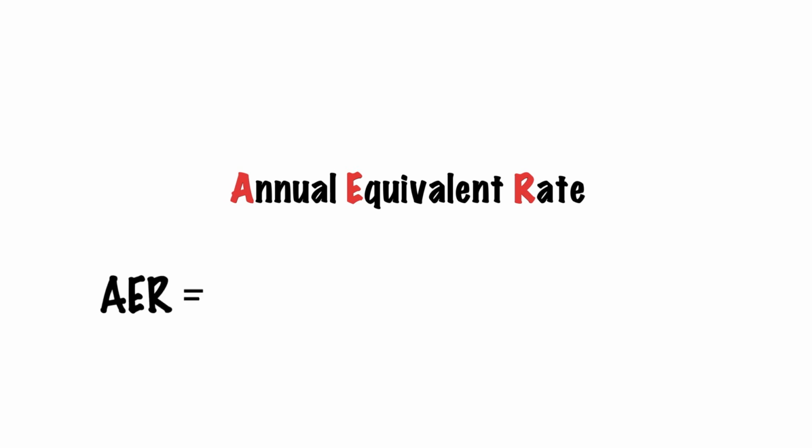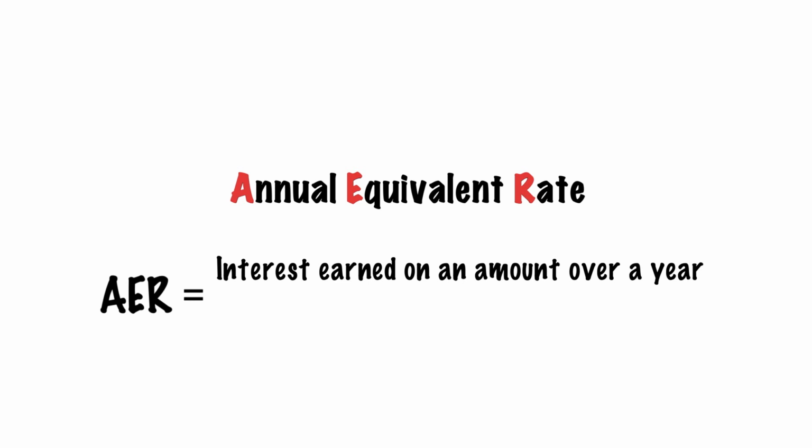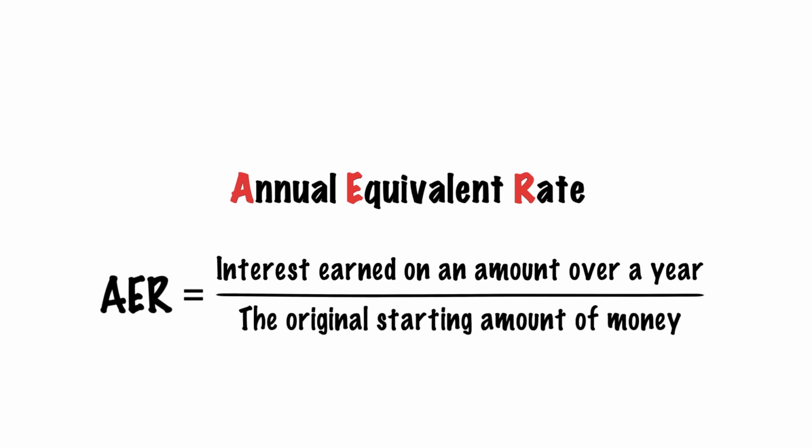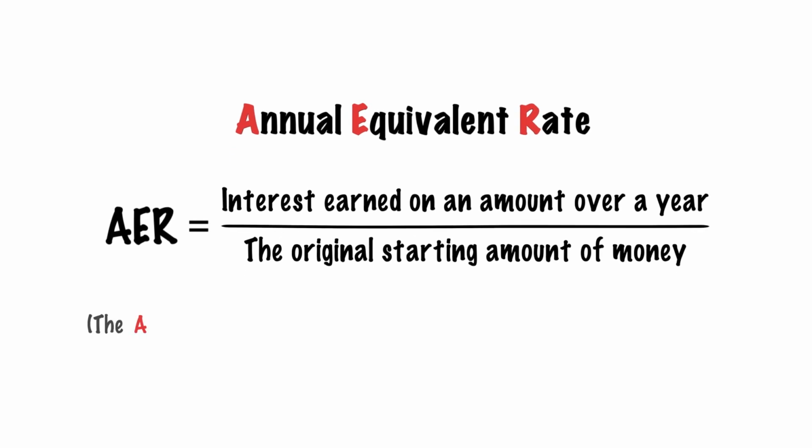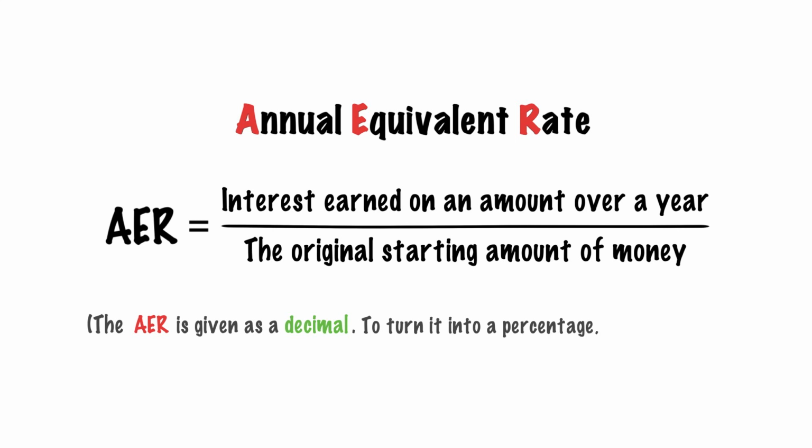In the previous video, you learned that the annual equivalent interest rate, AER for short, could be used to compare the interest paid on accounts. We calculated the AER in this way: interest earned by leaving an amount of money in an account for a year over the original starting amount of money. This gives the AER as a decimal, and you can change it to a percentage by multiplying it by 100.